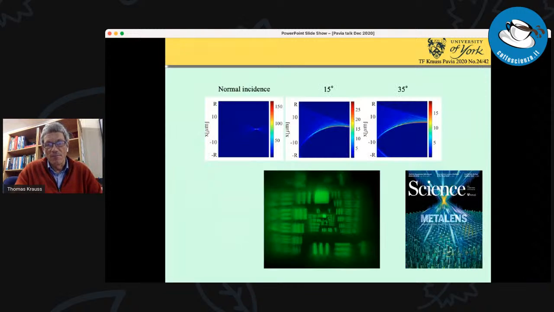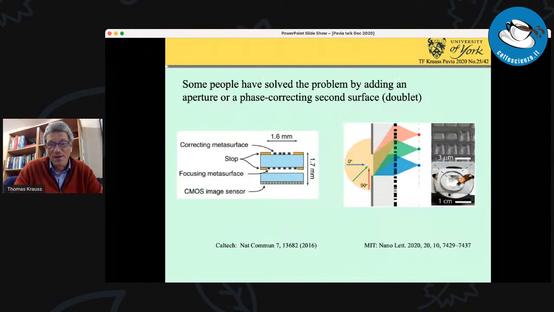Okay. And as I said, this happens with the hyperbolic. They call it the hyperbolic phase, and I'll explain more about this. If I look on the top plot, you see for normal incidence, it works beautifully. But for incidence angles as little as 15 degrees, it does not. You see the focal point becomes an arc, and it becomes a mess. So what can we do?